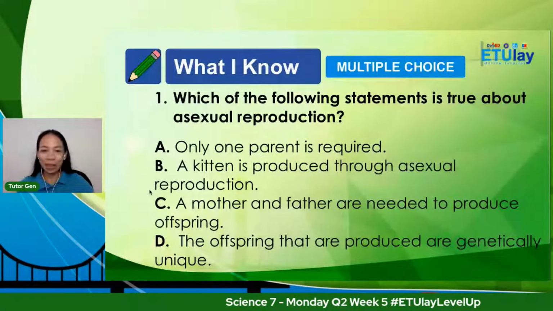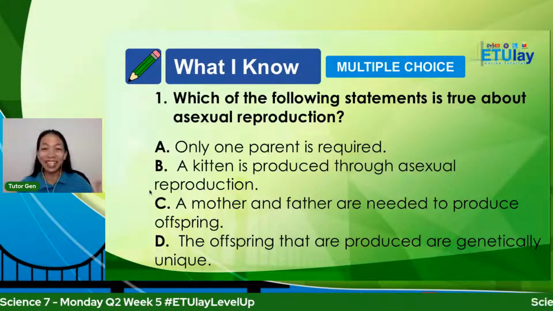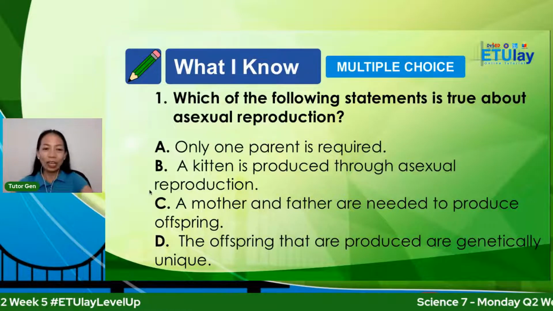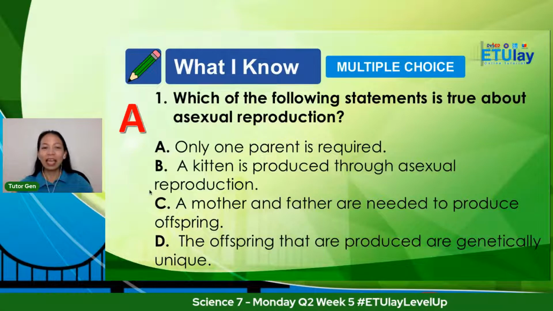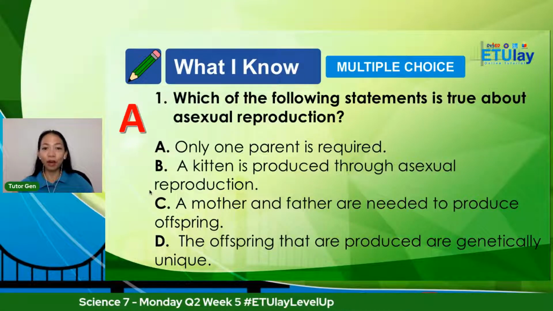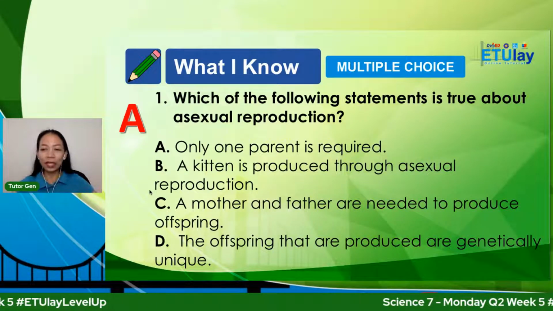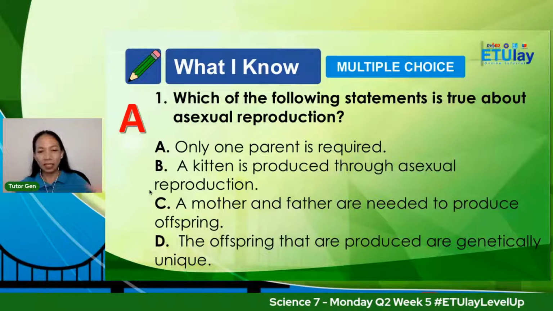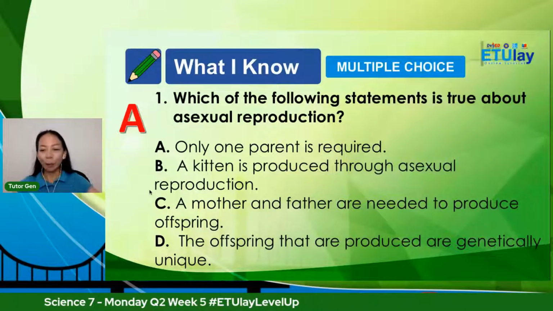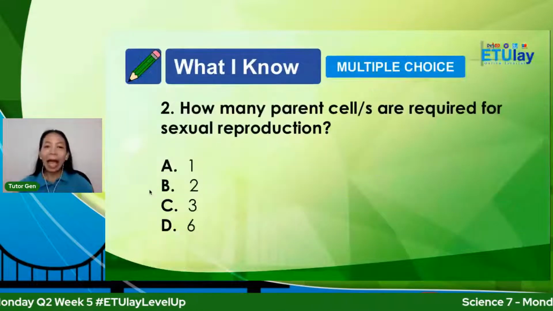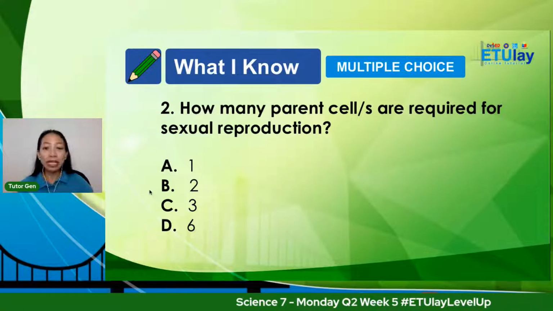Yan, answer o question. Sige, hindi sure si Samantha. A, question mark. Sige, parang nasa classroom lang. Hindi sure sa sagot. Okay, so the answer for number 1 is letter A. Only one parent is required for asexual reproduction. So, again, as I said, okay lang magkamali for the pretest because we will learn as we go through our lesson this afternoon.